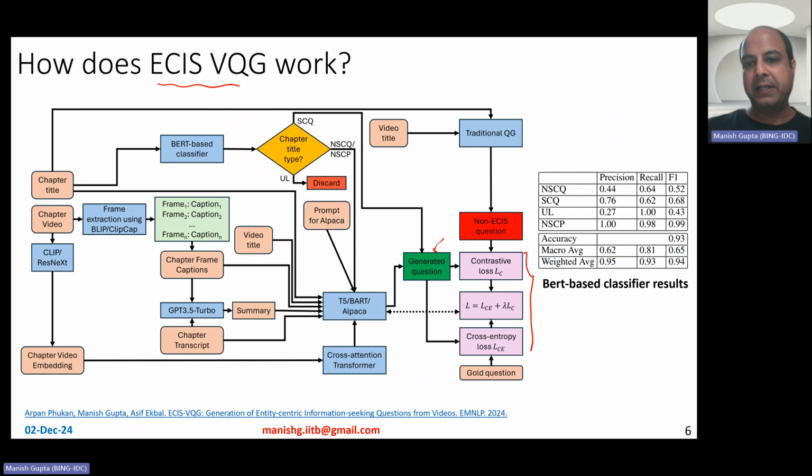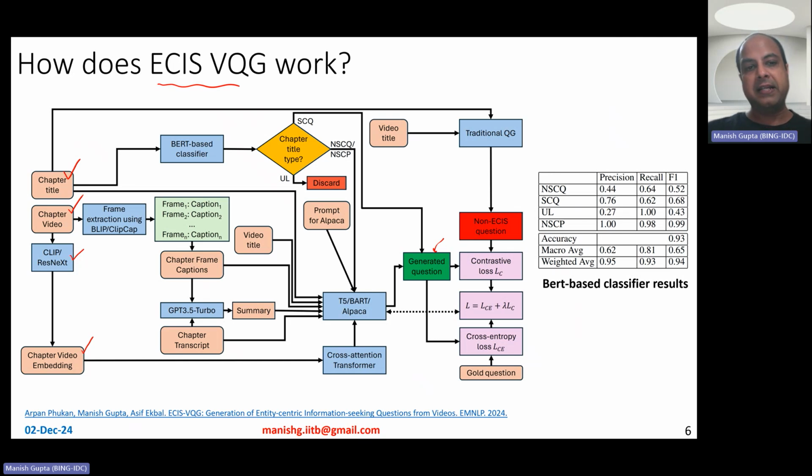So let me go over it step by step. What are the inputs? The input is a chapter, remember? The chapter has a title, so that's the text input. The chapter also is a video, so there's the chapter video. And we can pass the chapter video through a CLIP or a ResNeXt model so as to get a chapter video embedding. So there's a video embedding that you have.